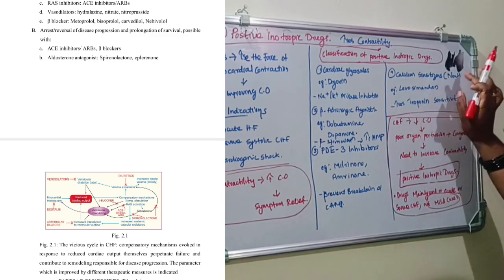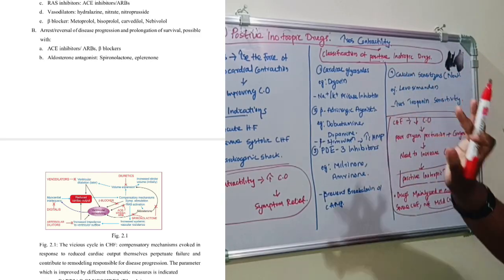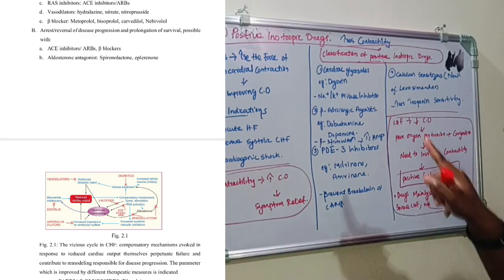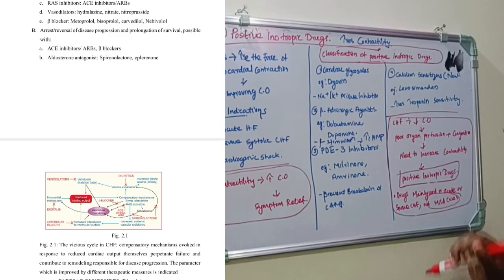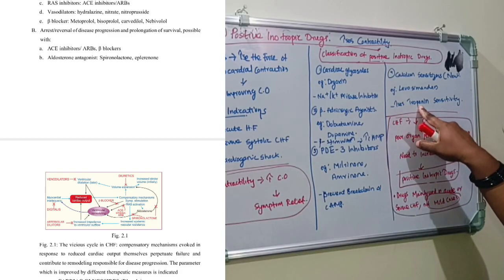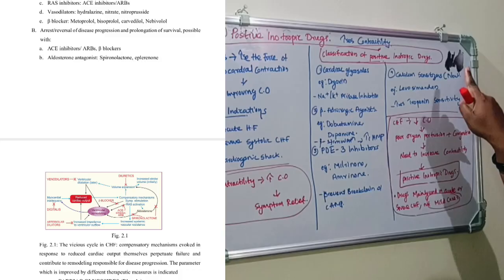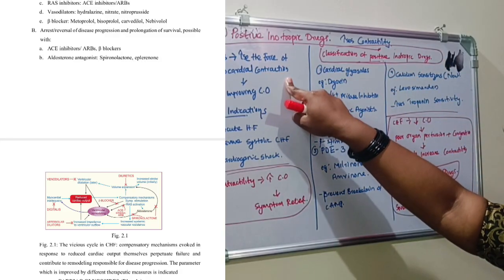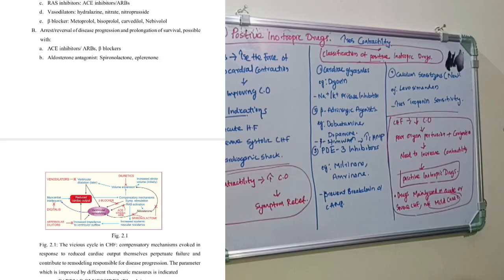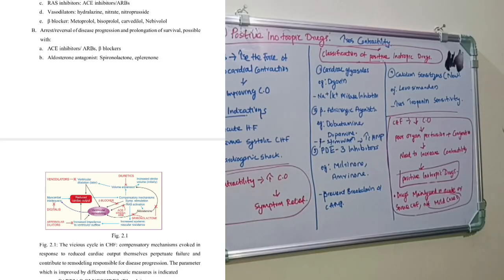The fourth one is the new category, that is what? Calcium sensitizers. Levosimendan is an example. It will increase the troponin sensitivity. So what are these positive inotropic drugs? They will increase the force of myocardial contraction, so we'll get an improvement in your cardiac output.